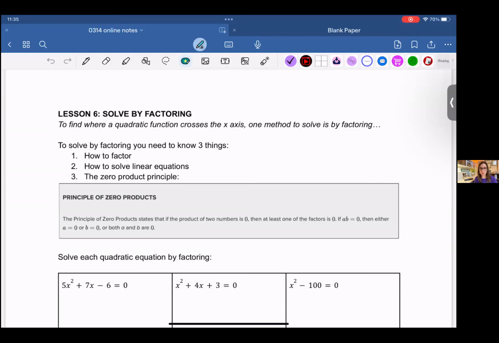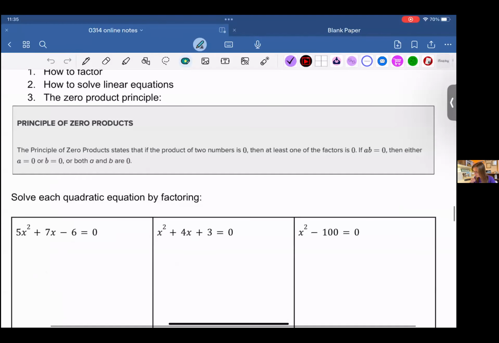So the zero product principle says that if the product of two numbers is zero, then at least one of the factors is zero. So if A times B equals zero, then either A equals zero or B equals zero or both.